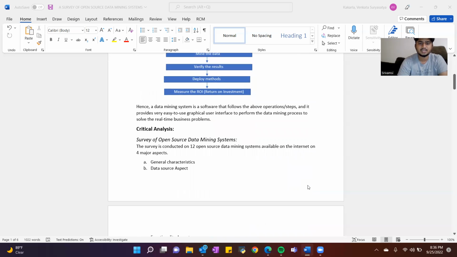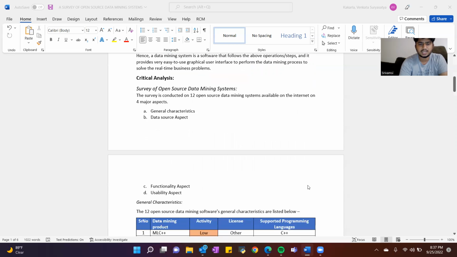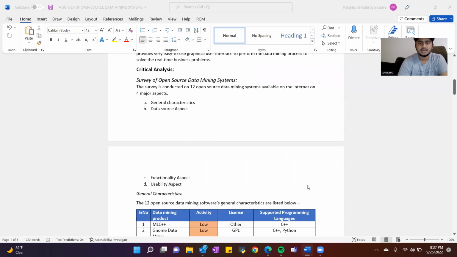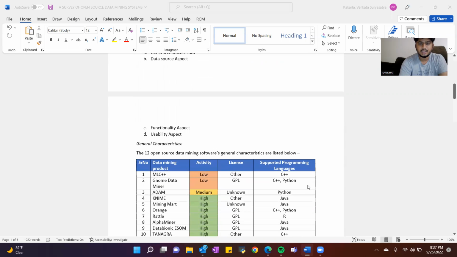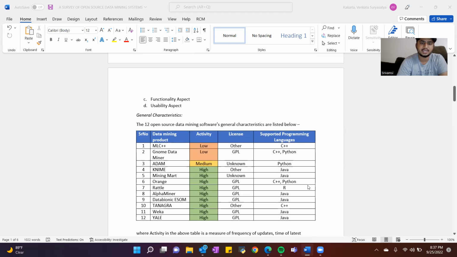Coming to the critical analysis of the survey of open source data mining systems. The survey is conducted on 12 open source data mining systems available on the internet on 4 major aspects: general characteristics, data source aspects, functionality aspects, and usability aspects. Coming to the general characteristics, the general characteristics of the 12 open source data mining software are listed below in the table.